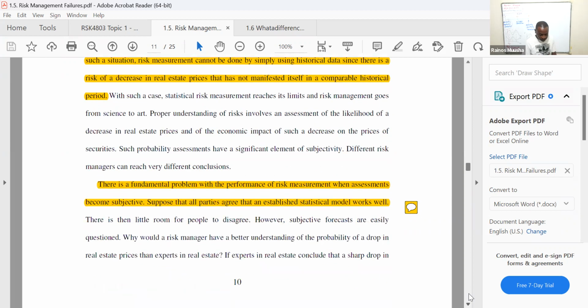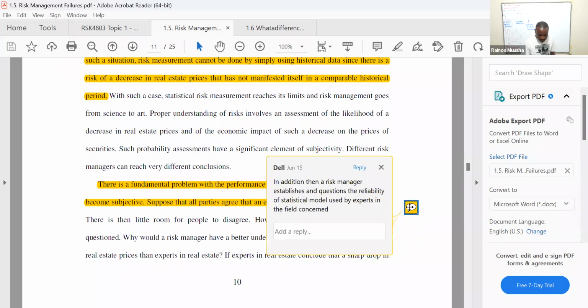So here they also say there is a fundamental problem with the performance of risk measurement when assessments become subjective. Suppose that all parties agree that an established statistical model works well. So in this case, they're saying, in addition, a risk manager questions the reliability of the statistical model used by experts in the field concerned as well.